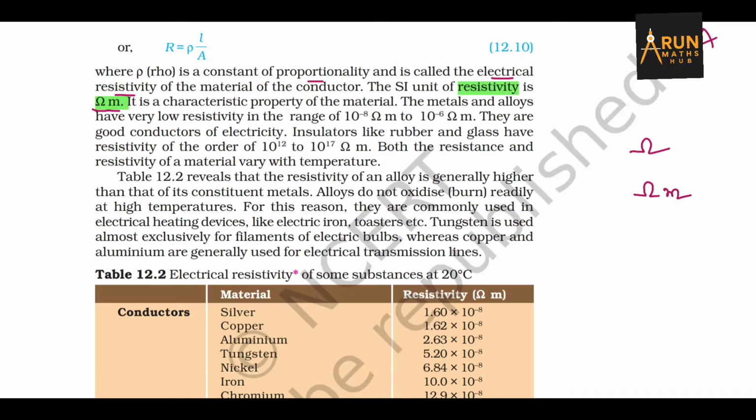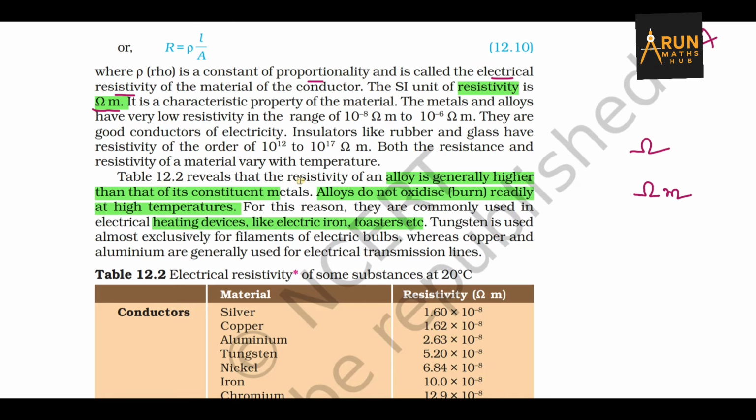And also we have one more important concept here: alloys generally have higher resistivity. Why? They can ask a give-reason question. Because alloys do not oxidize or burn readily at high temperature. That's the reason the alloys are most commonly used in heating devices like electric iron, toasters, etc.